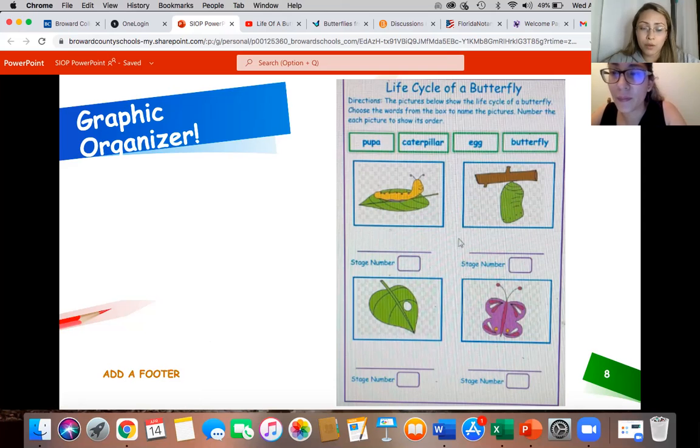So we will look at all the different stages, and then you will write down the name. You have your word bank on top. So you will write down the names and we'll write down the numbers. So let's go to number 1.